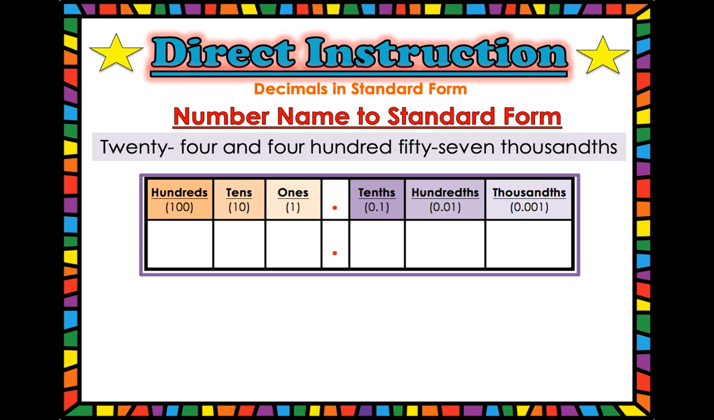We have 24 and 457 thousandths. Okay. Easy. First part is easy. We know 24. We're gonna have a 2 in the tens place, 4 in the ones place. The "and" is the decimal.